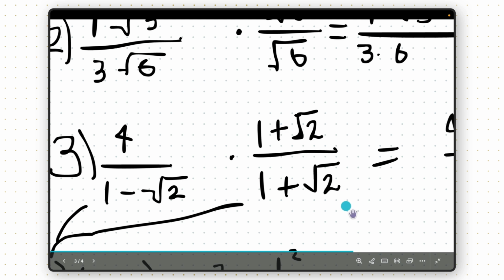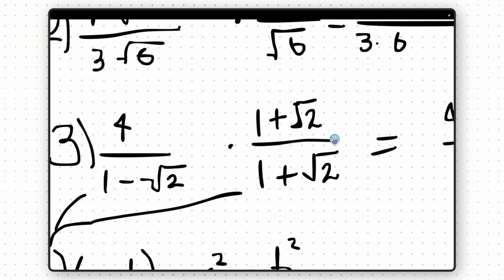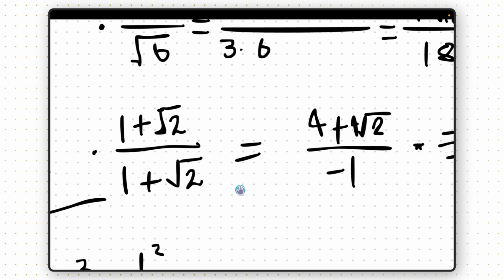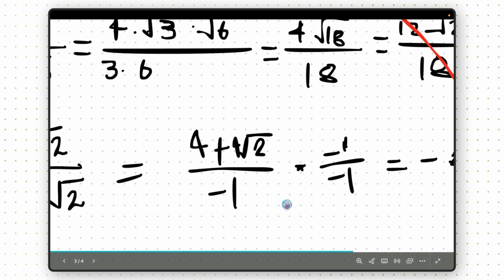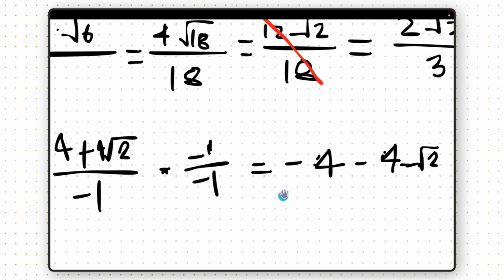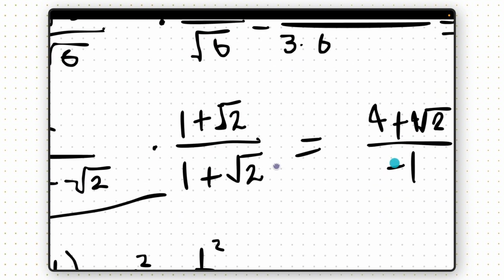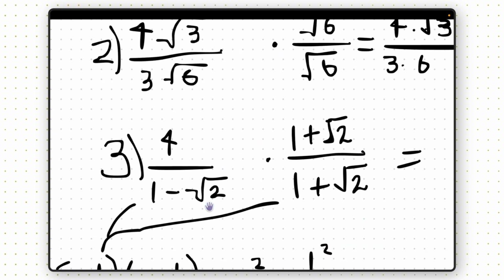So we multiply by 1 plus root 2 on the top and bottom of the fraction. Using, again, our difference of squares rule, we would get 4 plus 4 root 2 over negative 1. And we multiply the top and bottom by negative 1 to get rid of that negative in the denominator. And we get negative 4 minus 4 root 2 over 1, which is just itself. And so that's how you rationalize the denominator when you have 2 or more terms in the denominator of the fraction. You use the conjugate.